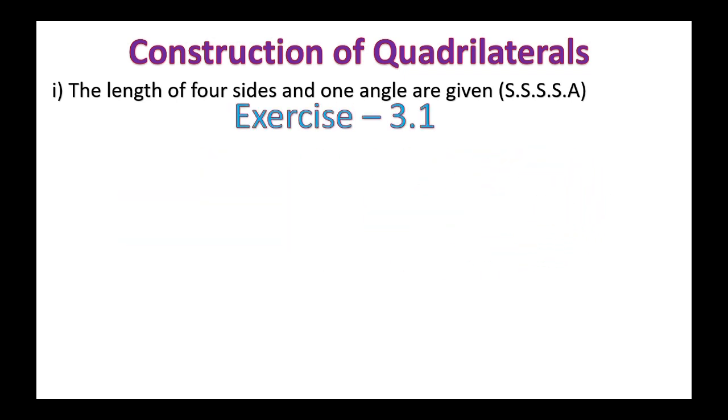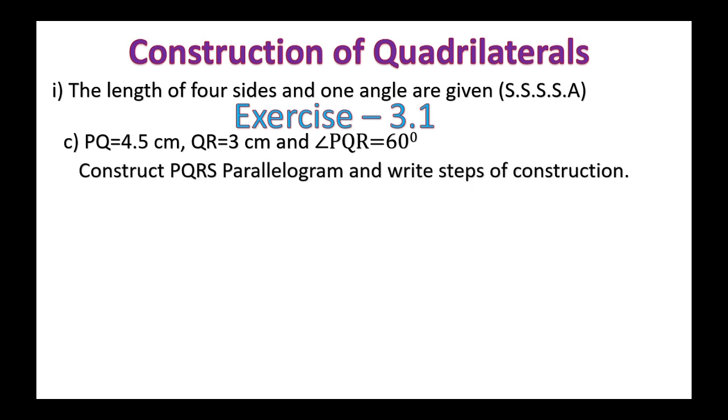In exercise 3.1, C problem. PQ is equal to 4.5 centimeters, QR is equal to 3 centimeters and angle PQR is equal to 60 degrees. Construct parallelogram PQRS and write the steps of construction. In this problem, only 3 measurements are given, the remaining 2 we can assume.